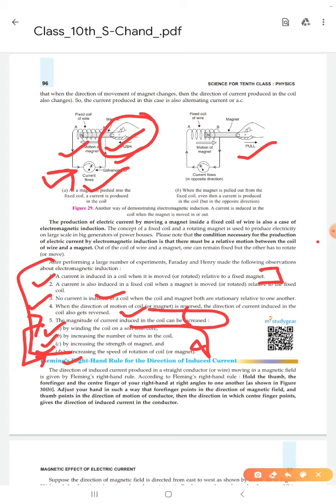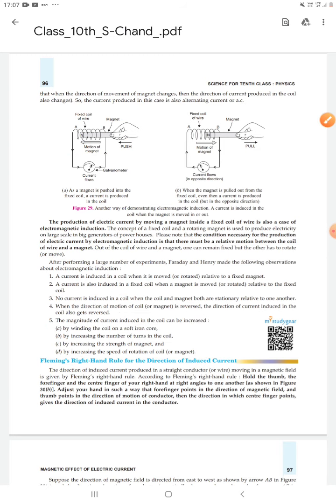If anyone asks you what you understand by electromagnetic induction, it is a phenomenon in which we can get electric current by a magnetic effect. By magnetism we can produce electric current. This phenomenon is called electromagnetic induction. And what is the very important condition? You should remember this: for production of electric current by electromagnetic induction, there must be a relative motion between the coil of wire and a magnet.